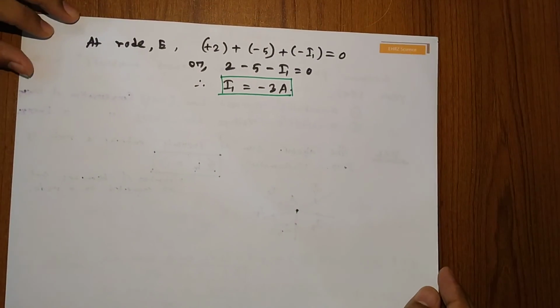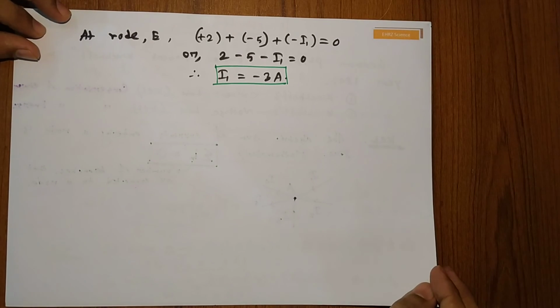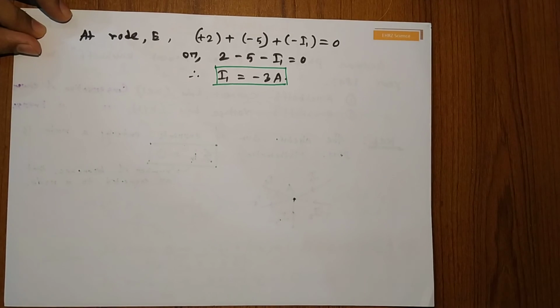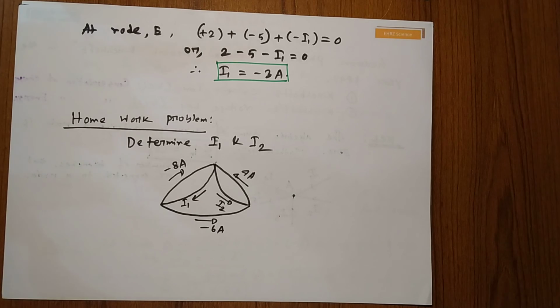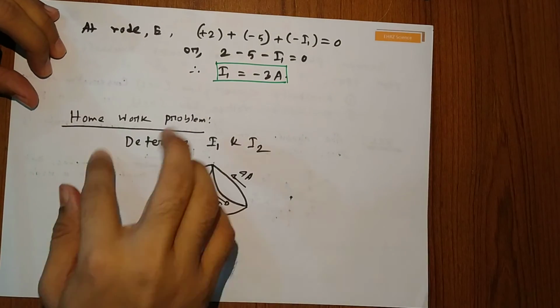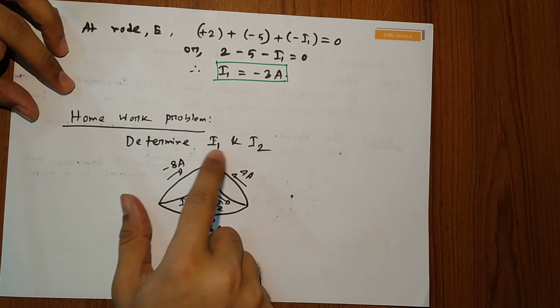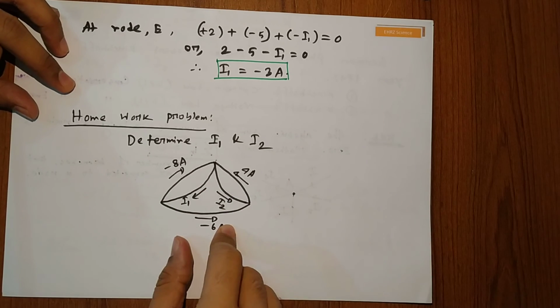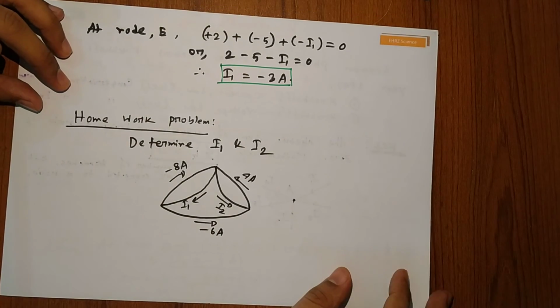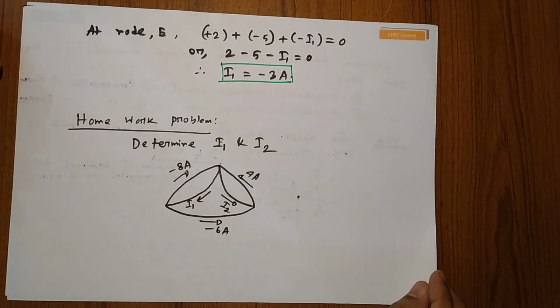Now I am giving you a homework problem. Students, this is your homework problem. You have to determine I1 and I2 from this circuit. I hope you will be able to solve the problem.